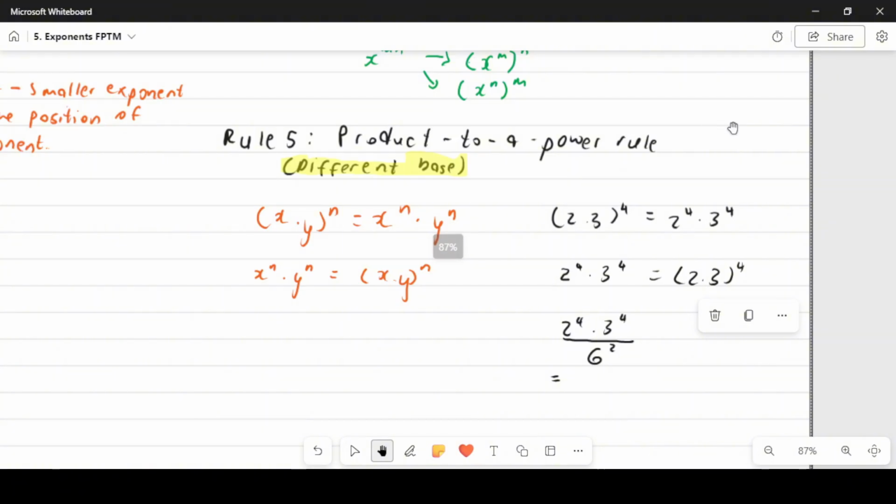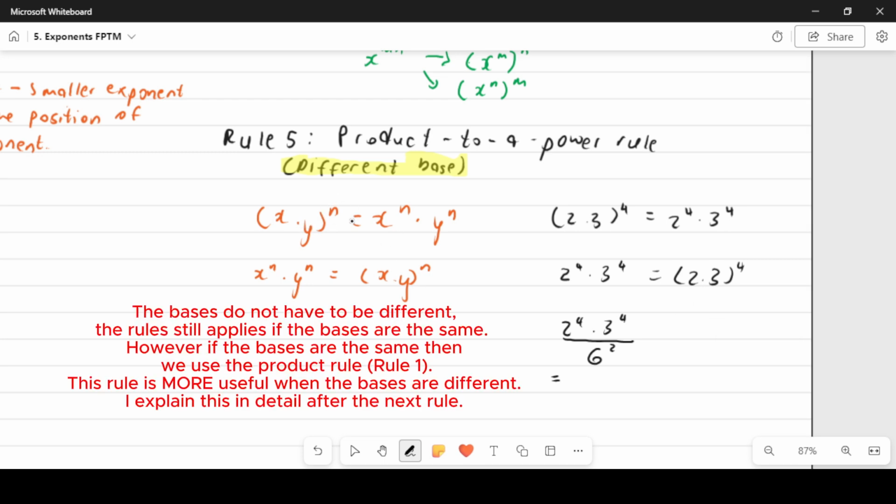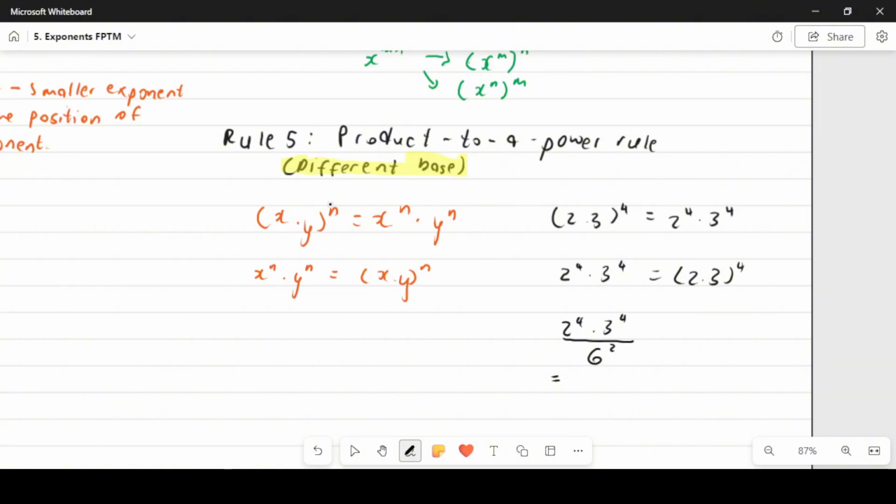Okay, let's look at rule number 5. Rule number 5 is called product to a power rule. Okay, so basically write this down under the product rule. Whenever raising the product of two different bases to the same power, then you can raise each base to the power. So basically what we are doing here, we are distributing it into the bracket.